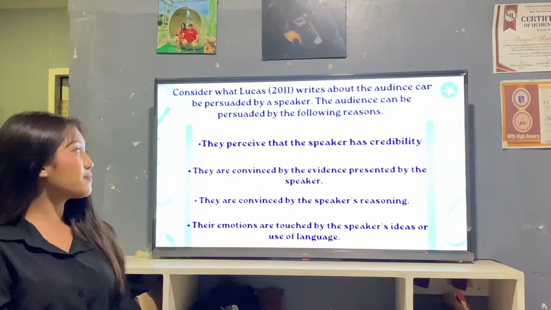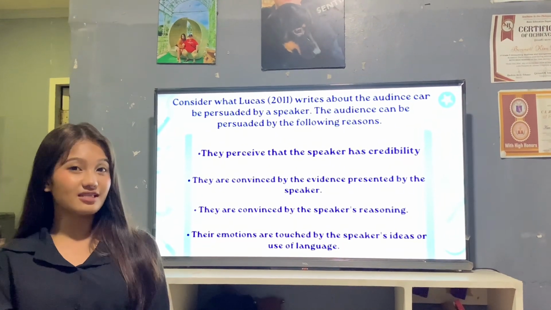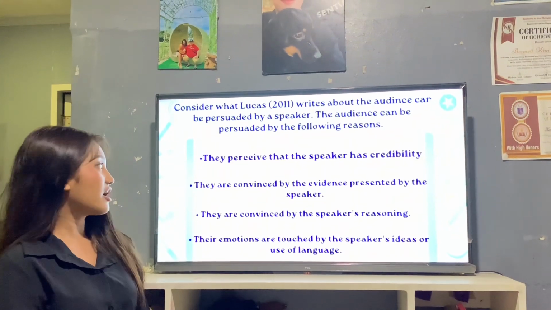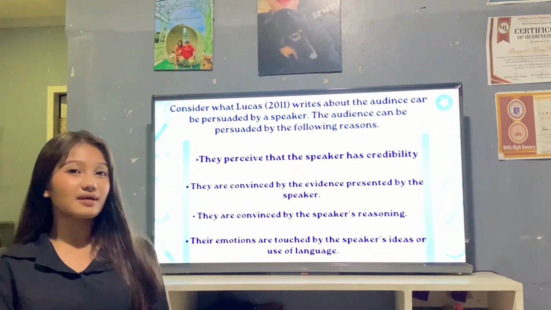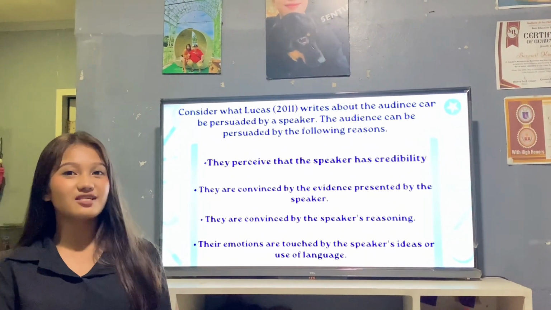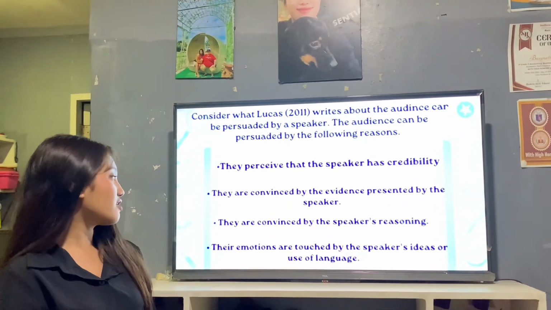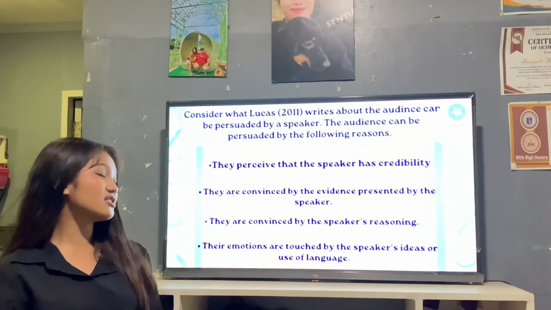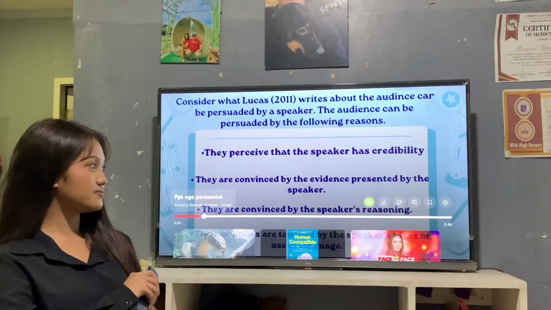Number 1, they perceive that the speaker has credibility. Number 2, they are convinced by the evidence presented by the speaker. And number 3, they are convinced by the speaker's reasoning. And lastly, their emotions are touched by the speaker's ideas or use of language.